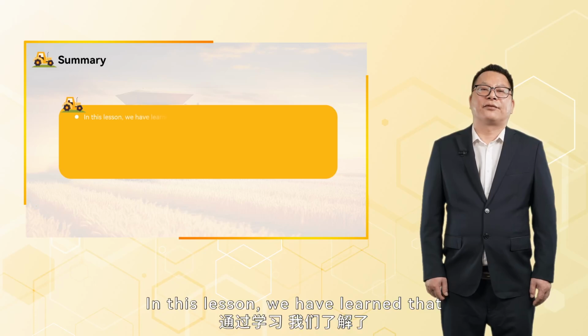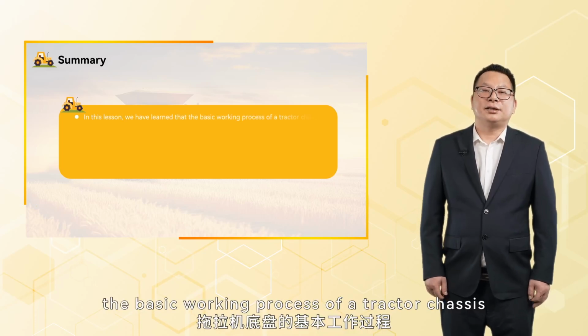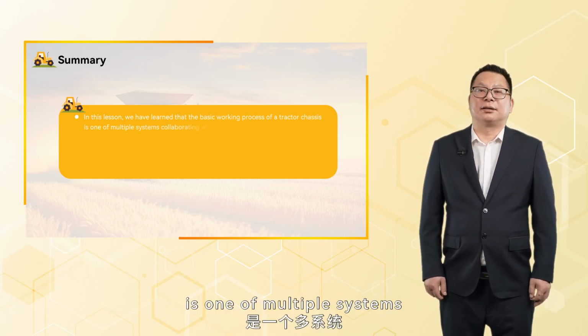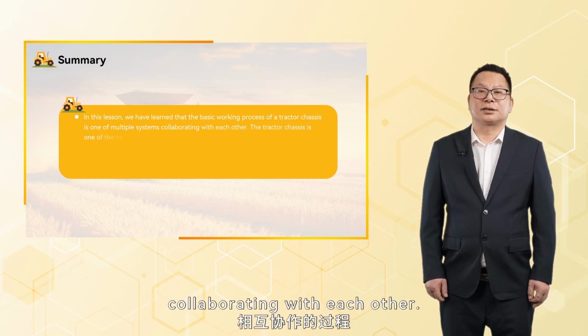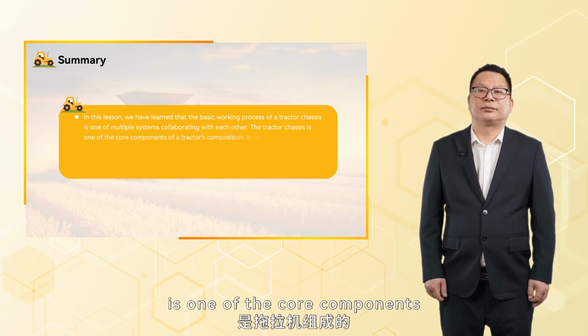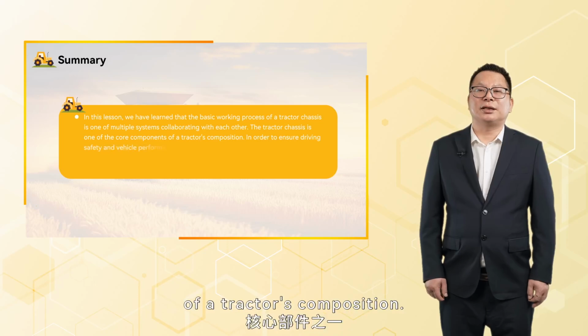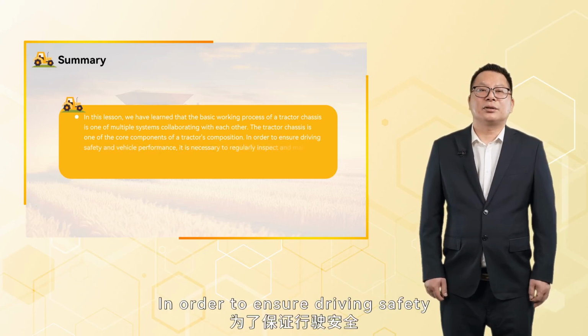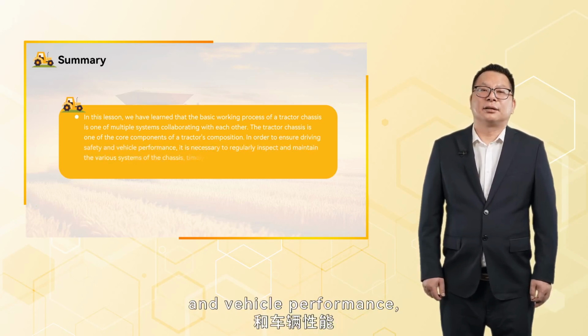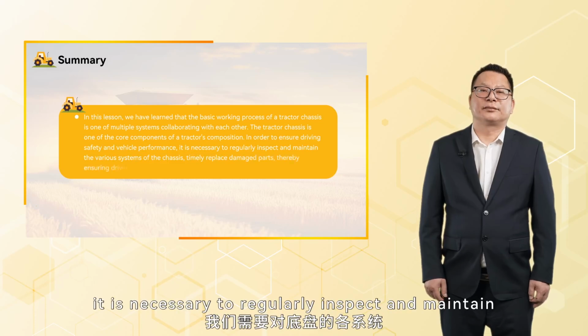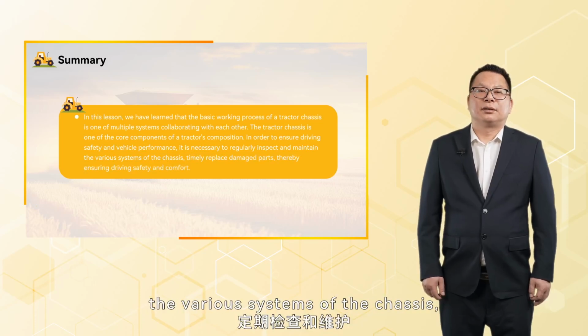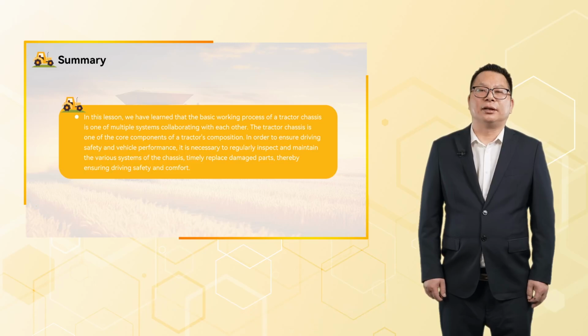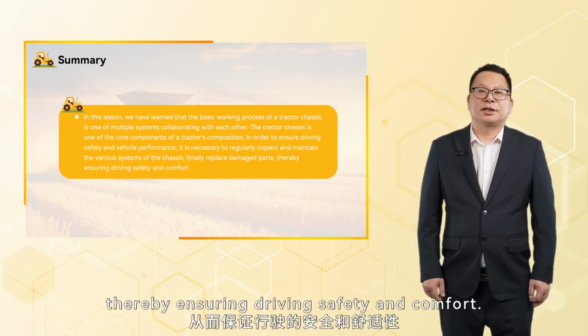In this lesson, we have learned that the basic working process of a tractor chassis is one of multiple systems collaborating with each other. The tractor chassis is one of the core components of a tractor's composition. In order to ensure driving safety and vehicle performance, it is necessary to regularly inspect and maintain the various systems of the chassis and timely replace damaged parts, thereby ensuring driving safety and comfort.